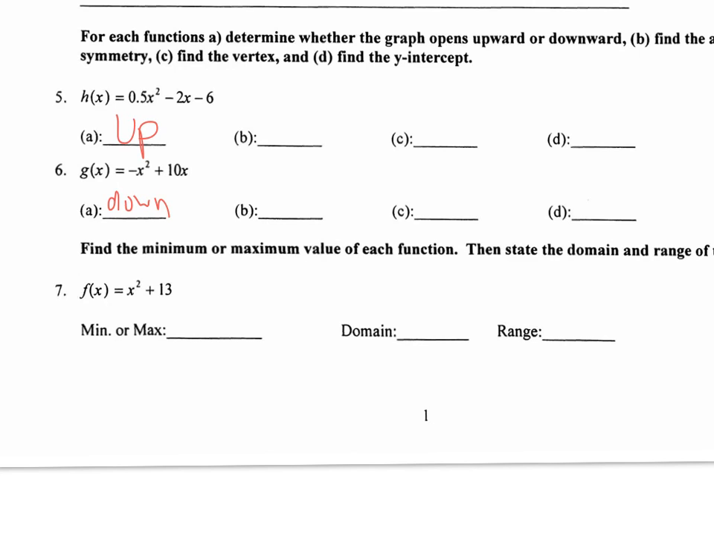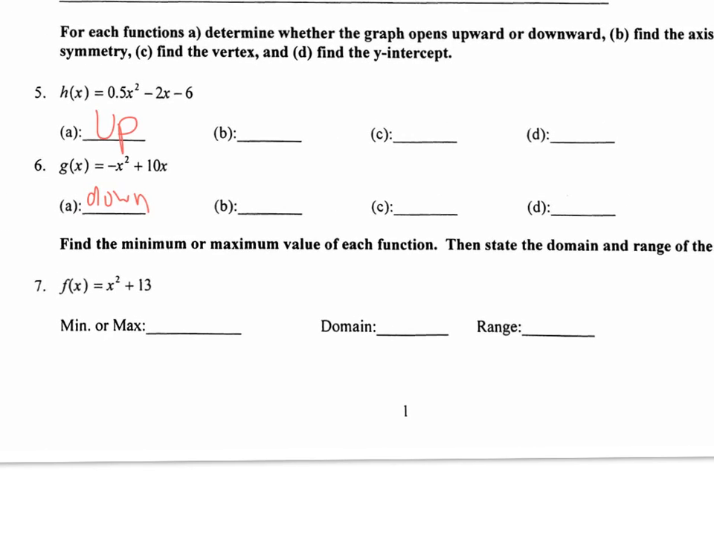Okay, moving on to B. B asks you to find the axis of symmetry. I'm sorry, I shouldn't say x-axis, but find the axis of symmetry. And to find the axis of symmetry, we use the formula x equals -b over 2a. And there's the x equals -b over 2a. I'm just going to put it over here on the side so we could see that later.